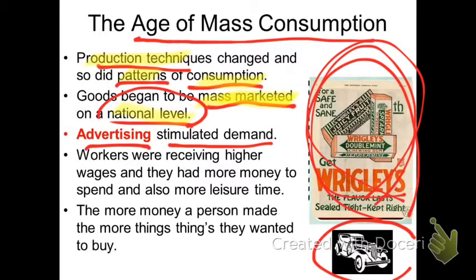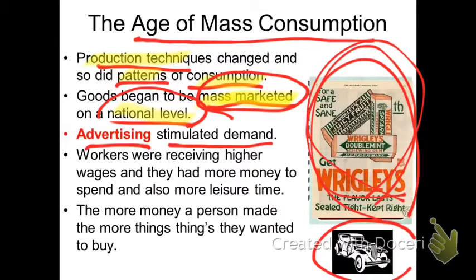So the way in which we mass market these goods has changed dramatically over the course of the last decade or so. Why? Well, because of the internet. And the mass marketing of goods back in the 1920s changed. Why? Well, because of the invention and the spread of the radio, for example.